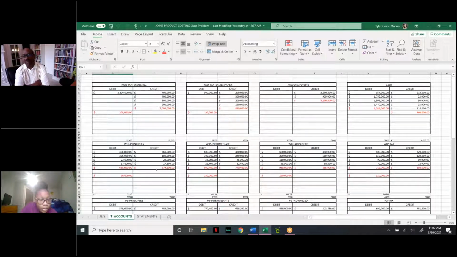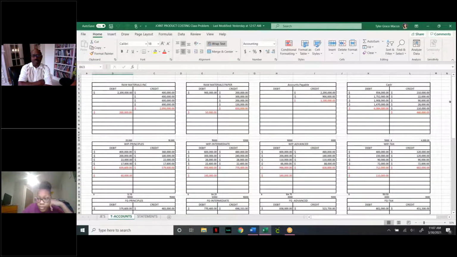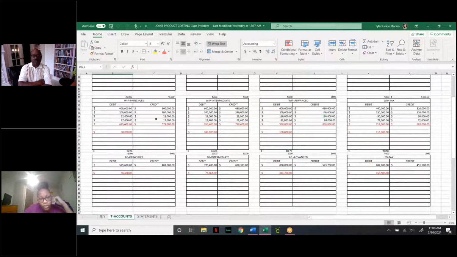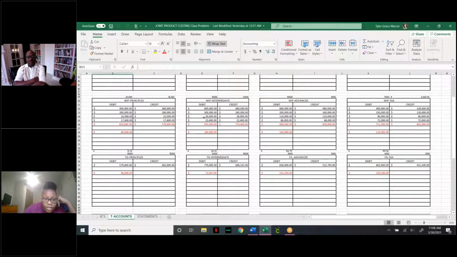So for principles, we got 600,000, 900,000, 800,000, and 550,000. And then we just got those from these T-charts here. We added the first two for work in progress, intermediate, principles, advanced, and tax. And then for direct labor, that was the third one. So 22,000, 28,000, 110,000, and 90,000.